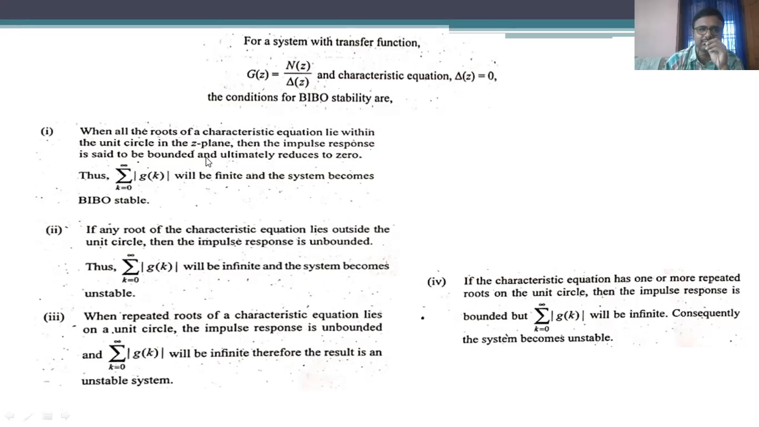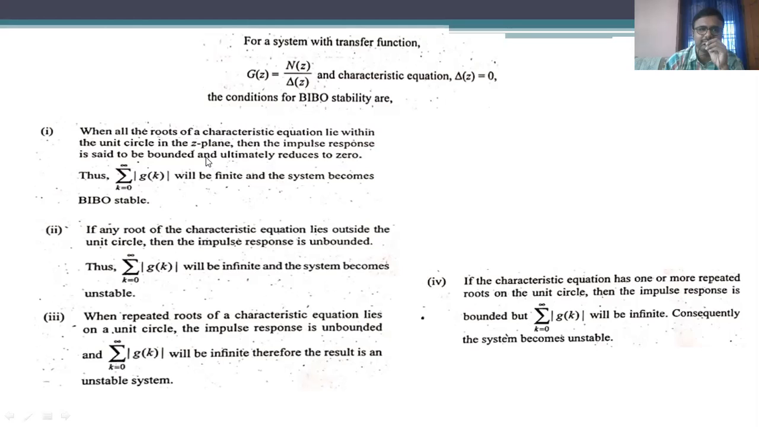In the previous class, we discussed the conditions regarding stability. With respect to this, we say whether the system is a bounded system or an unbounded system. When all the roots of the characteristic equation lie within the unit circle, that system is called a bounded system, and that system is called a stable system.